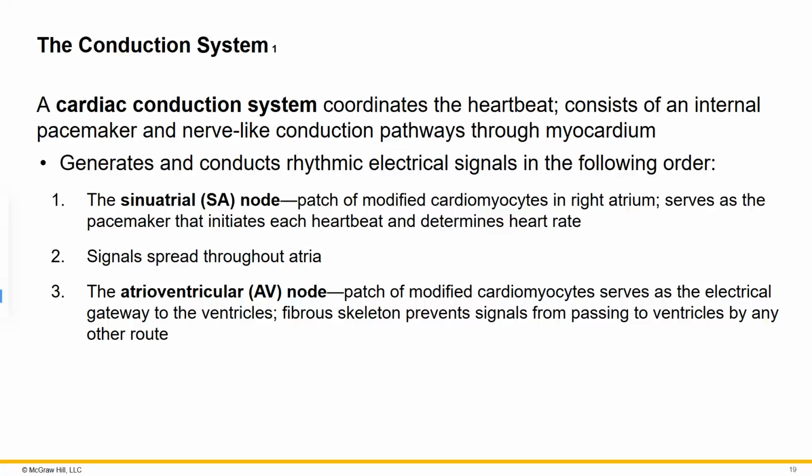So when we talk about the cardiac conduction system and what makes the heart beat, the cardiac conduction system coordinates the heartbeat. It consists of an internal pacemaker and nerve-like connection pathways through the myocardium, and generates and conducts rhythmic electrical signals in the following order. So we start with the sinoatrial node.